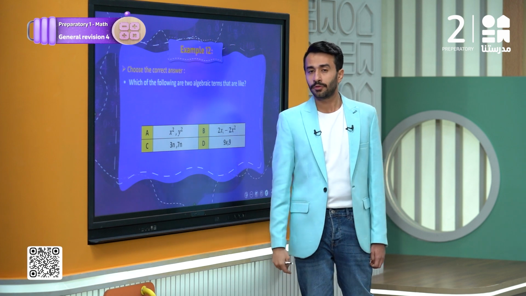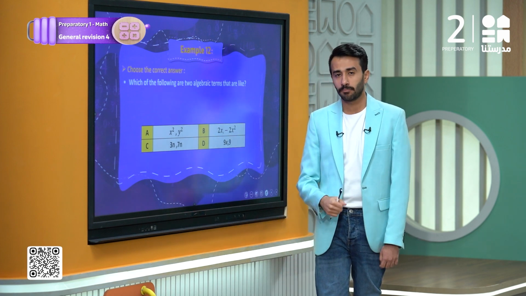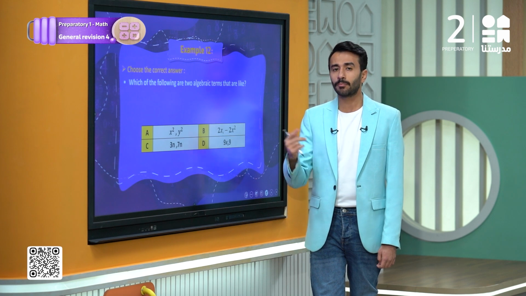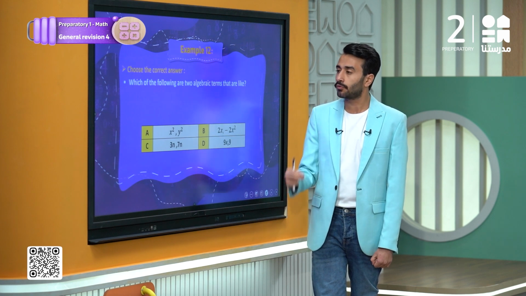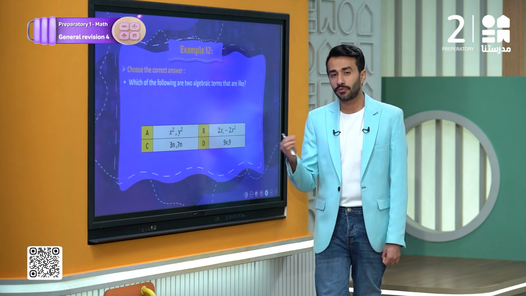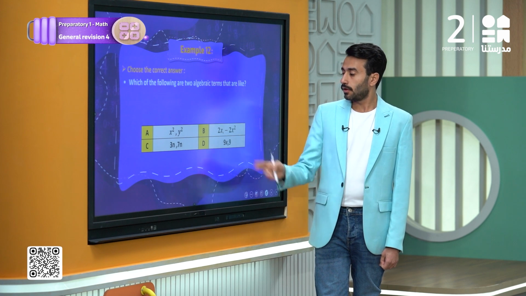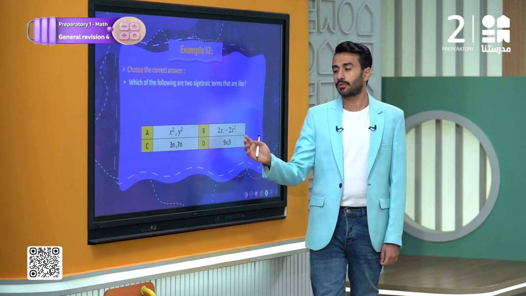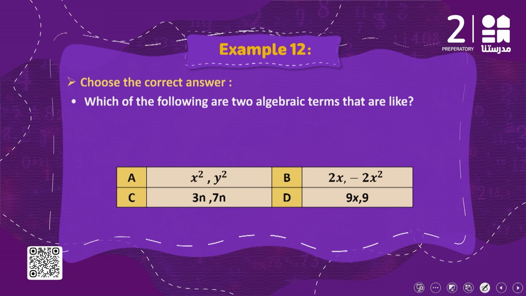Like this too. 3n and 7n, you can combine them. What's 3n plus 7n? It's 10n. We don't need the final answer, but we just need to know which of these terms are like terms. This one is not like terms. This is 9x, but here we don't have x. So as we said, it's letter C, 3n and 7n.